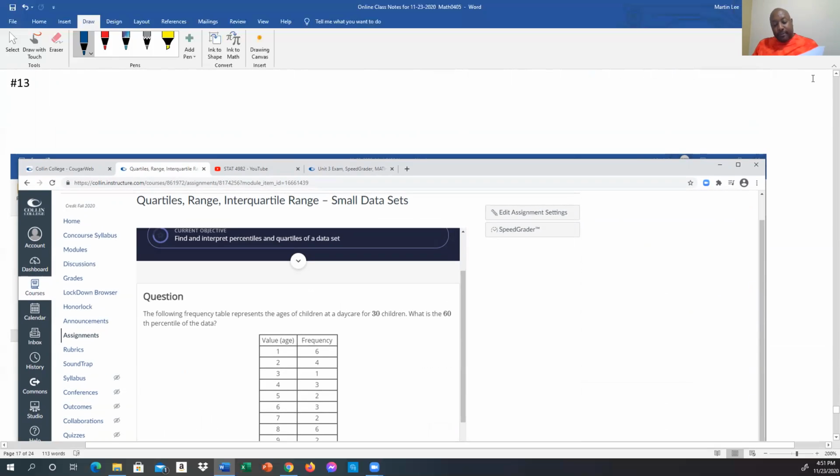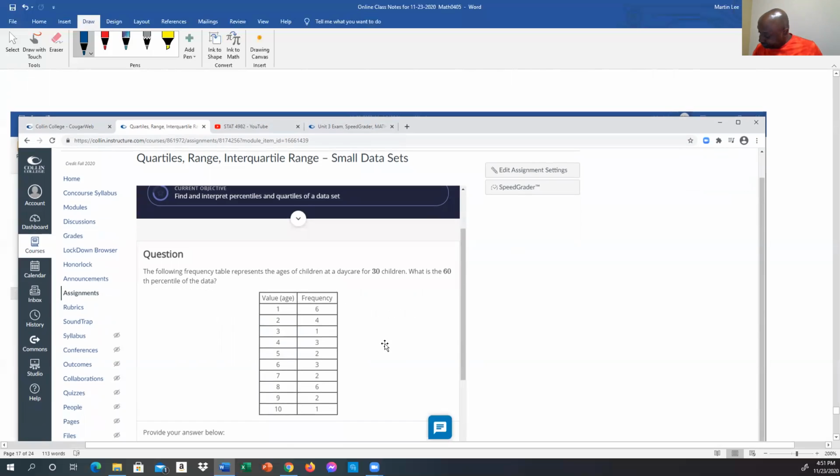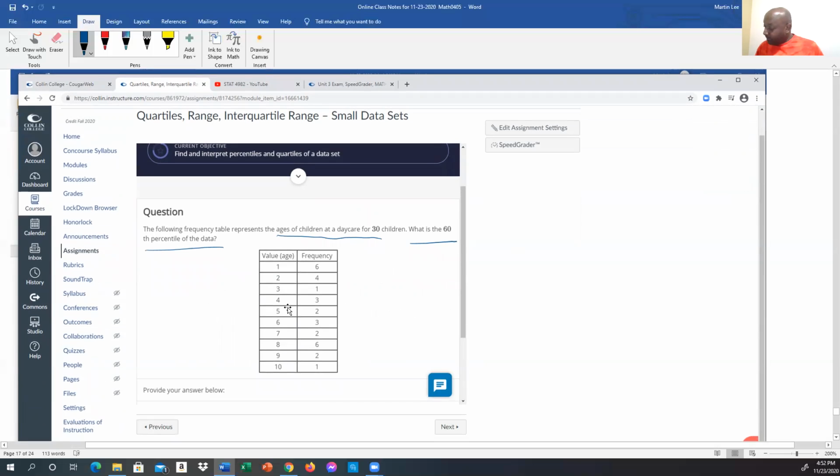And for our last problem, they give us another table. It has the ages of children at a daycare center, and there are 30 kids. Okay, what is the 60th percentile of the data? All right, so let's write all this data out so that we can solve it a little bit better.